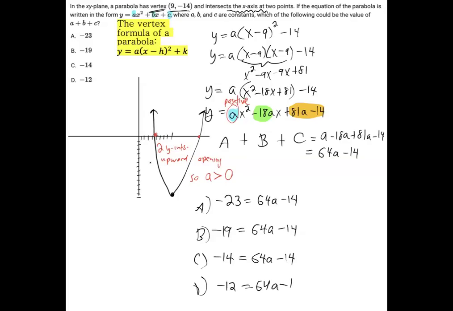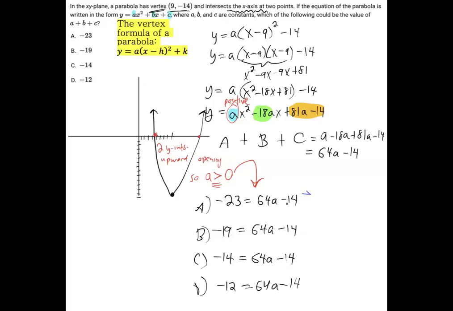And the only apparent thing that needs to be satisfied in all of this is which of these is going to work out so that a is greater than 0. It's not equal to 0, it's greater. So for which of these answer choices, when you go ahead and solve that out, does a work out to a positive number? So let's solve them all out and find out.